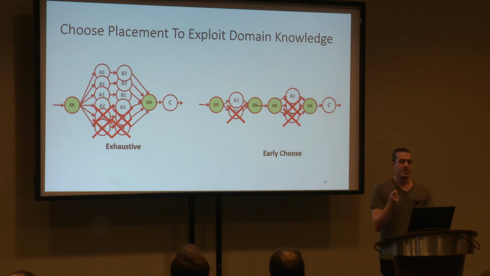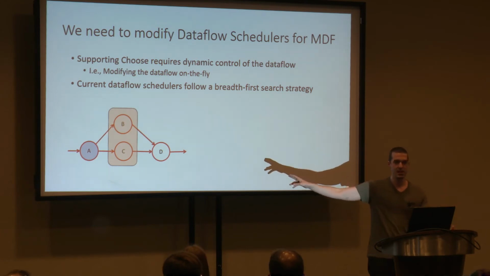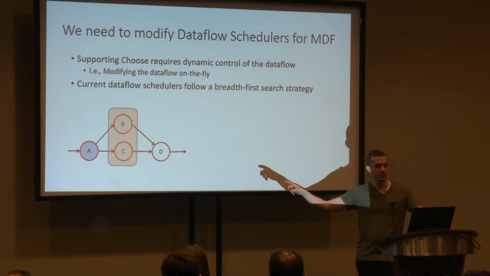Now the tricky bit here is that I'm talking about skipping computation and removing nodes, but this requires changing the data flow on the fly. So we are going to need to modify data flow schedulers of current systems. This is true because if we want to support this Choose operator, we are going to need that dynamic control of the data flow. That is to say, we need to modify the data flow on the fly. So when you look at current data flow schedulers, they don't do that. If you see this example that I have here, if you want to execute D, we need to finish the execution of B and C first.